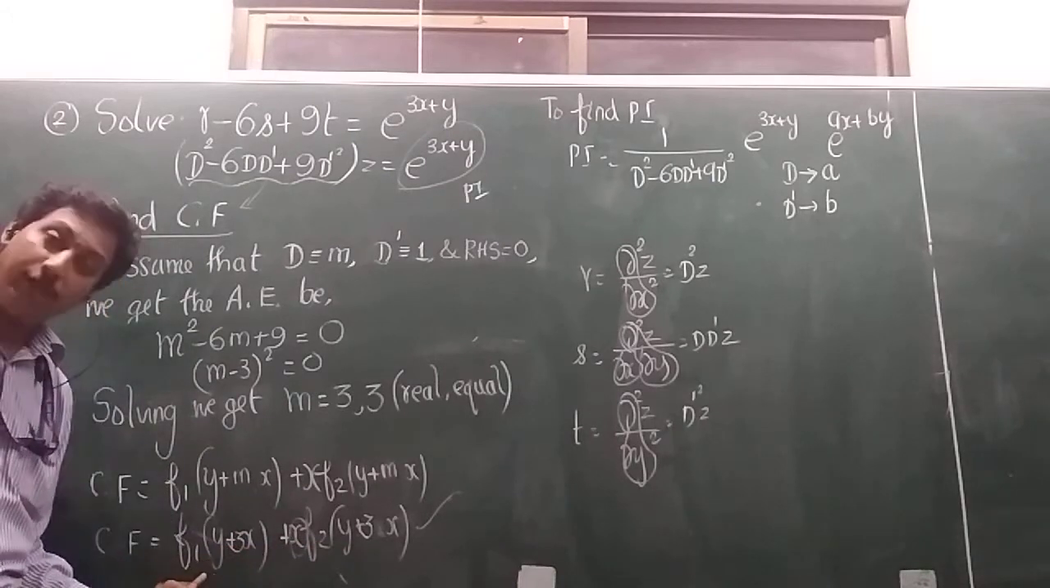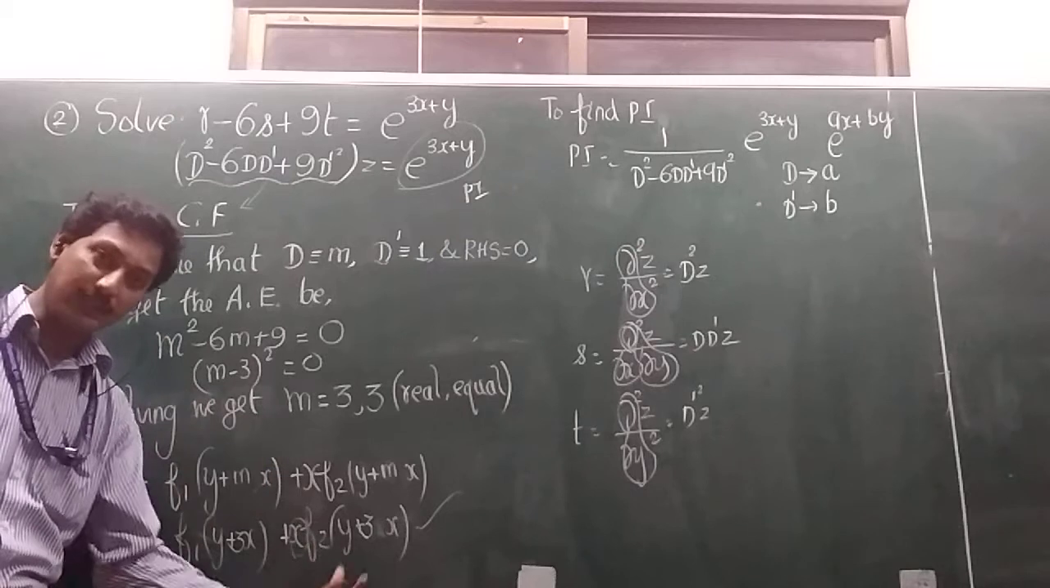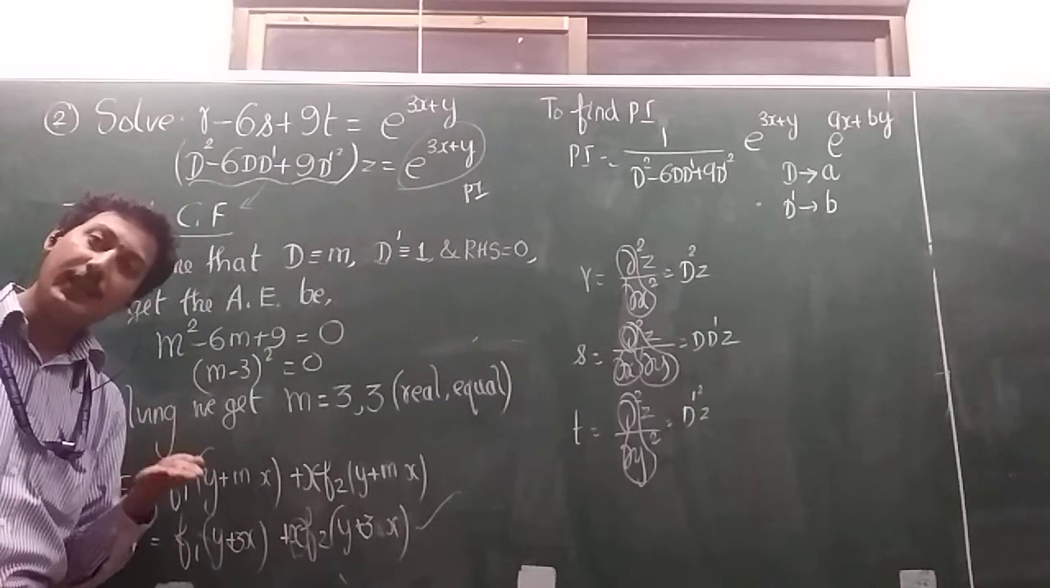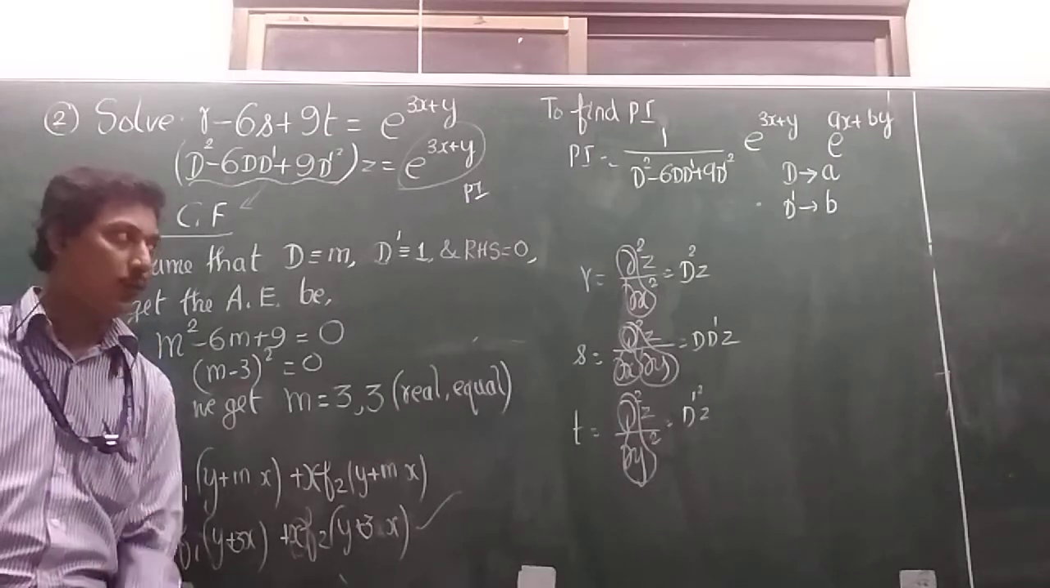Now replace the root values 3, 3. So I am getting f1 of y plus 3x, f2 of y plus 3x. There are two roots, so two functions are introduced. But these two are real and equal, so I multiply x to the power 1 in the second. Right? Now what is PI?